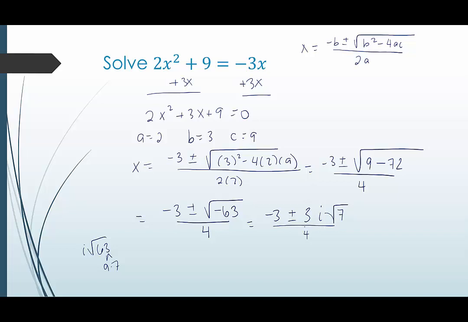So I would leave it like this, although I might separate my two solutions. Or if you want to, you can separate the two terms in the numerator. You can kind of distribute the 4, whatever your heart desires. I usually just separate my solutions. I don't necessarily separate the two terms in the numerator. So I'm going to write this as negative 3 minus 3i radical 7 over 4. There's one solution. The other solution is negative 3 plus 3i square root of 7 over 4.